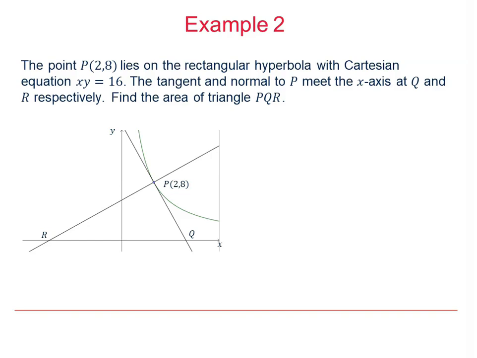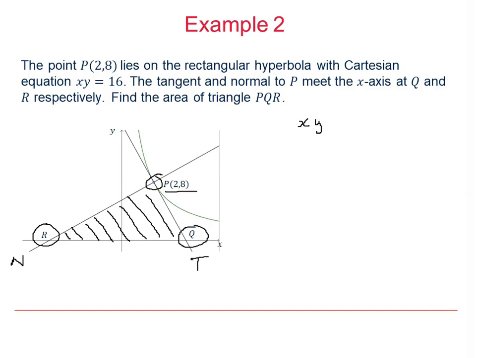So here's a fairly typical question then. We're told that the point (2, 8) P here lies on a rectangular hyperbola where the equation is xy is equal to 16, and we're asked to find the area which is made by the tangent and the normal and the x-axis, where we've got P as the point, Q and R on the x-axis. So what we'll need to do is to find the equations of the tangent and the normal. So here's the tangent, and here's the normal. And then to get Q and R, find where they cross the x-axis.